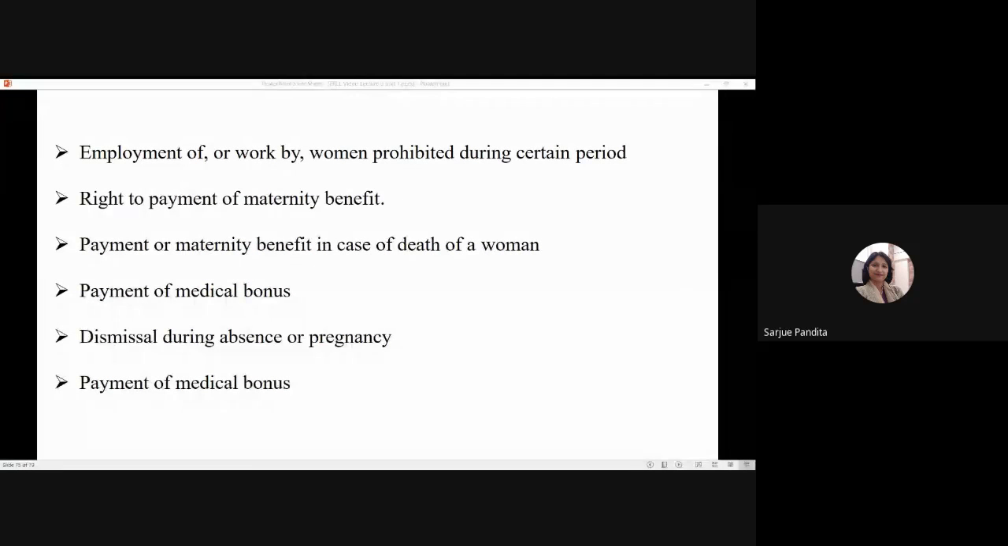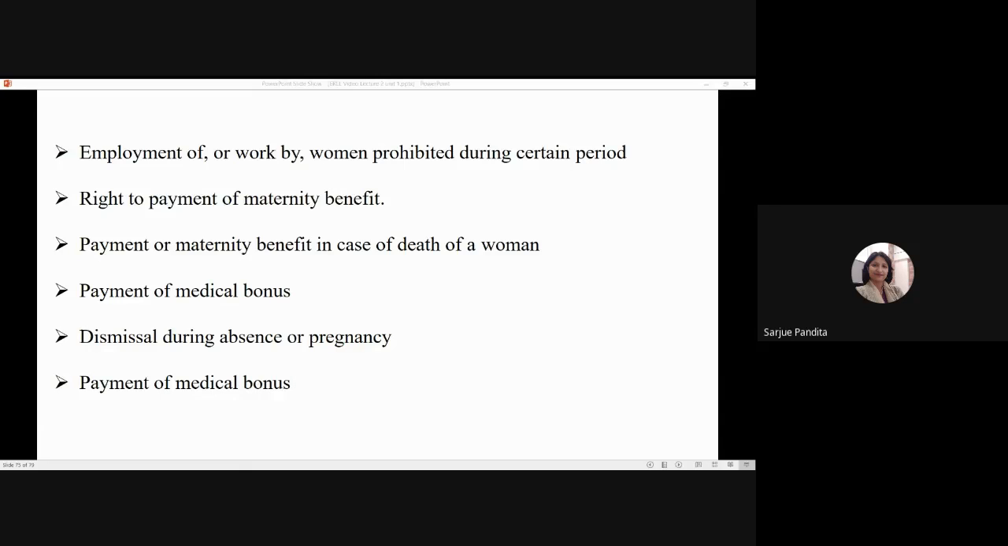So, talking about this, subject to the provisions of this Act, every woman shall be entitled to, and her employer shall be liable for, the payment of maternity benefit at the rate of the average daily wage for the period of her actual absence. That means the period when she is not working, she will be paid at the rate of average daily wage immediately preceding and including the day of her delivery, and for the next weeks immediately following that date.